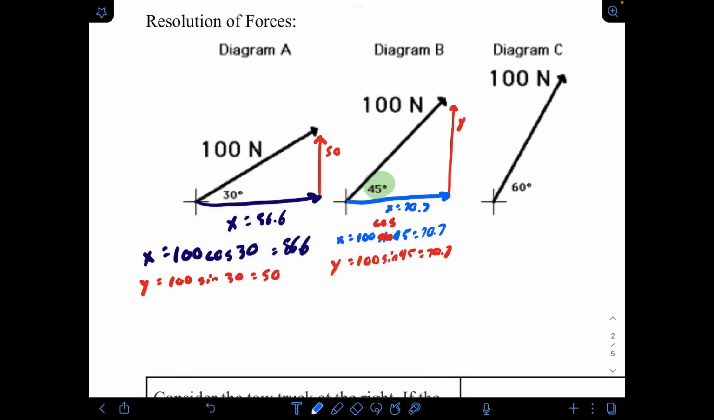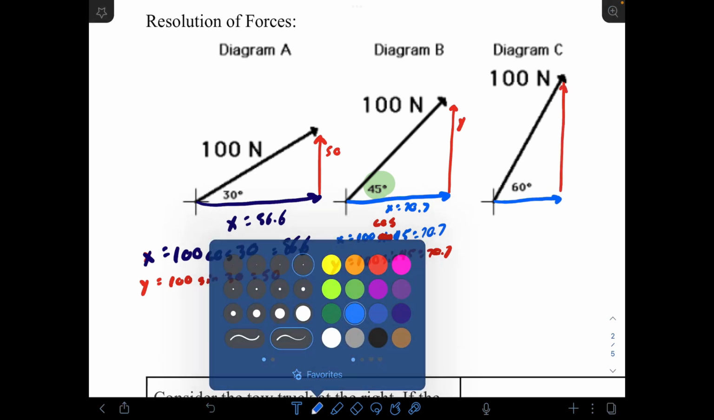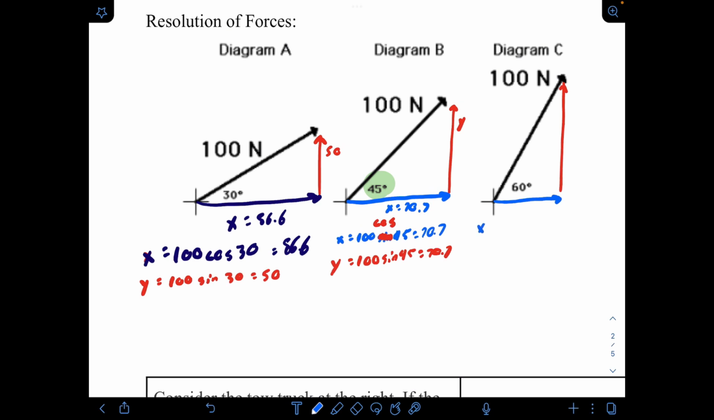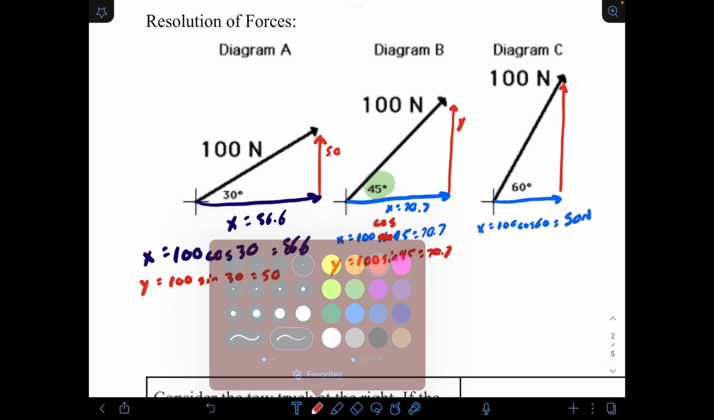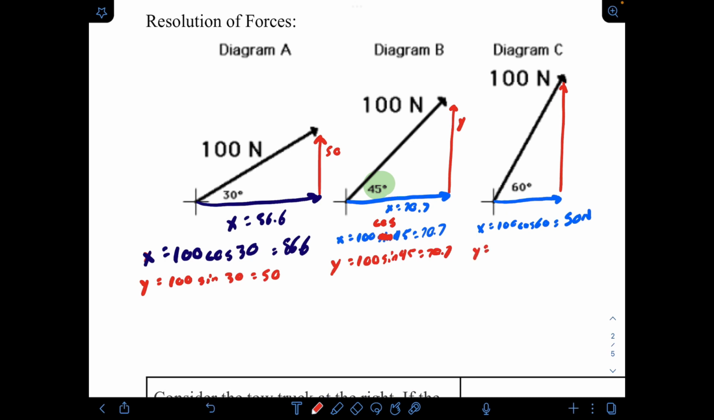This last one, we have the same idea. There's an x component and a y component. For the x chunk, it'll be 100 cosine 60. And for the 100 cosine 60, I get 50. And for the y component, I get 100 sine 60.